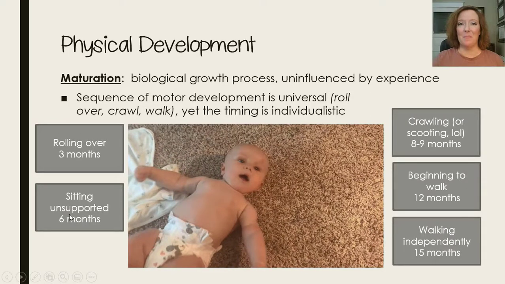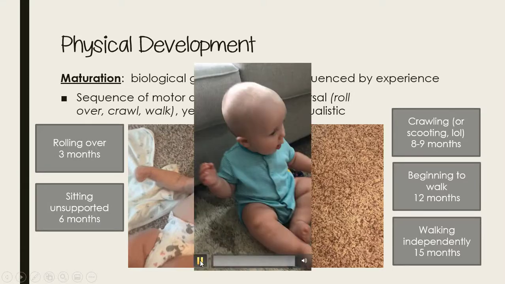The next step is usually sitting unaccompanied, and this happens around 6 months.